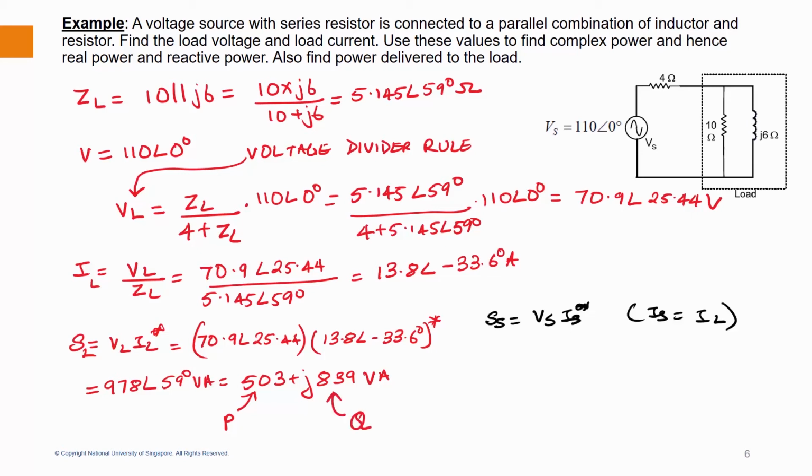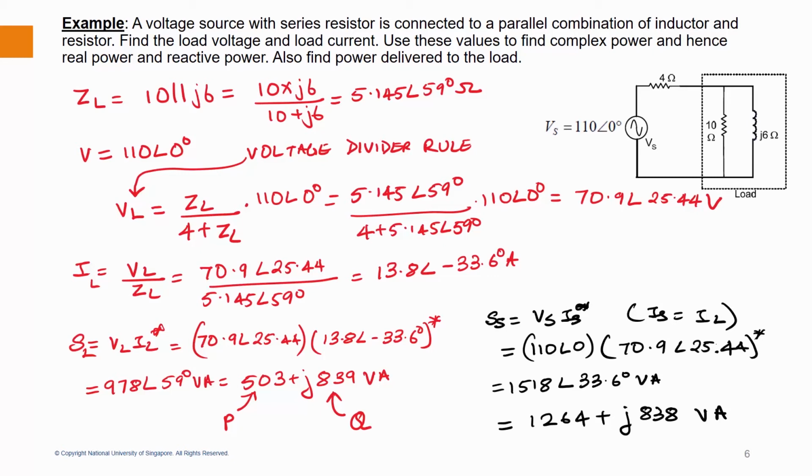The complex power delivered by the source is Vs times Is conjugate. Here, since Is is equal to IL, we get a value of 1518 at an angle of 33.6 degrees volt amperes, or 1264 plus j838 volt amperes.